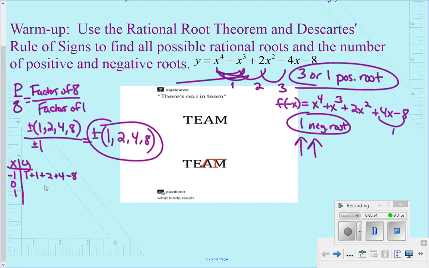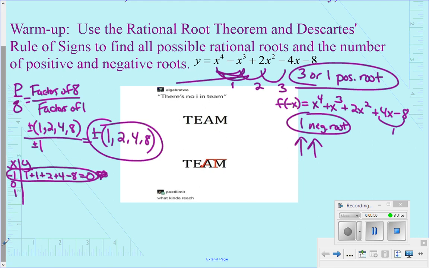2 plus 2 is 4. 4 plus 4 is 8. And 8 minus 8 is 0. Yay, we like that because we just discovered a root. Okay, so that's good.